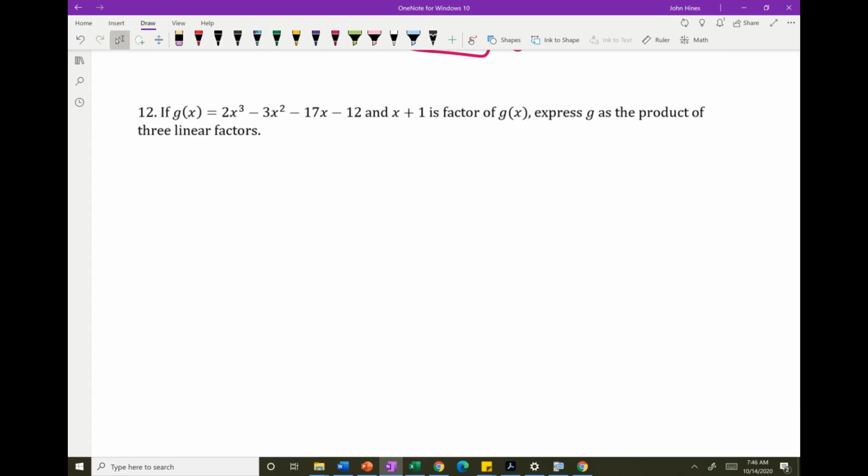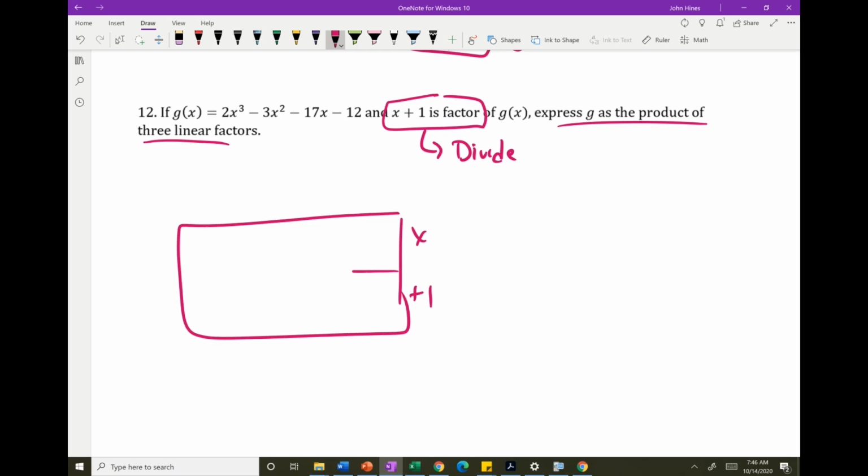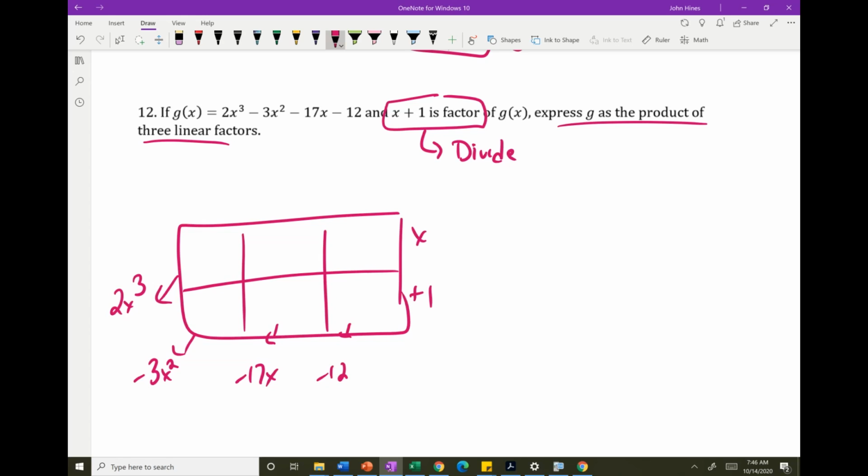And finally, number 12. If this is g of x and x plus 1 is a factor, find me the other factors. So if I tell you something's a factor, you can divide by it. So I'm going to divide by x plus 1. So 2x to the 3rd minus 3x squared minus 17x minus 12. So 2x to the 3rd goes there, and we divide.